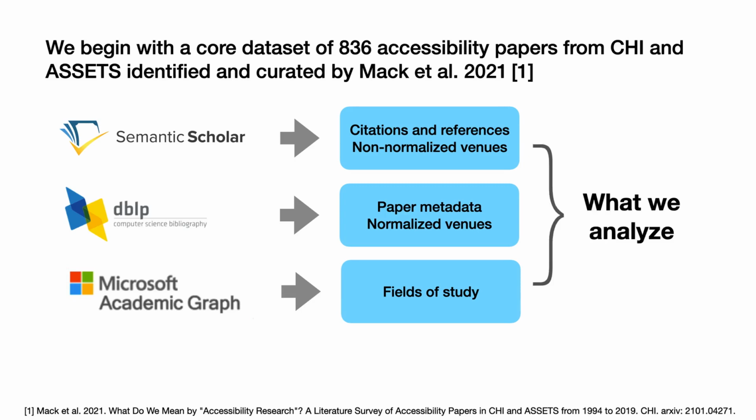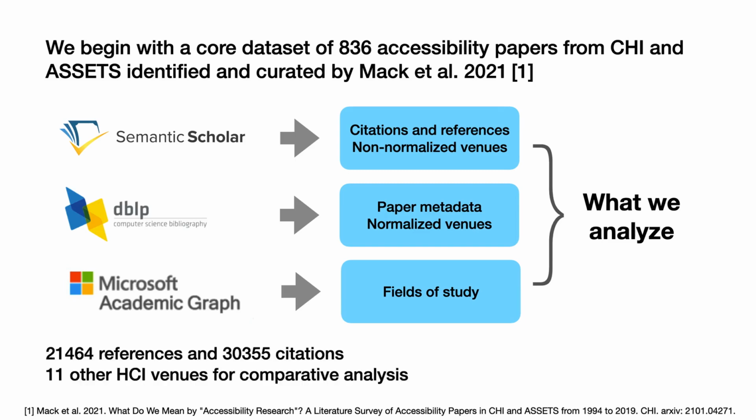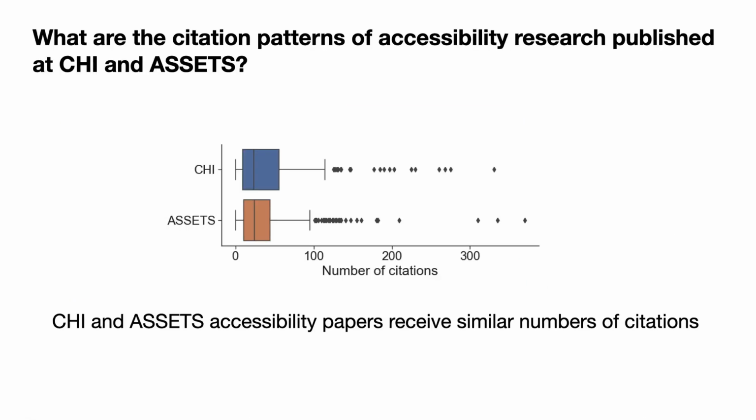We harmonize and analyze the combined output from these three data sources, which includes over 21,000 references and over 30,000 citations for these papers. For comparison, we also analyze the citations and references for papers published in 11 other HCI venues to help us contextualize our results in the broader ecosystem of HCI. I'll now show some select results.